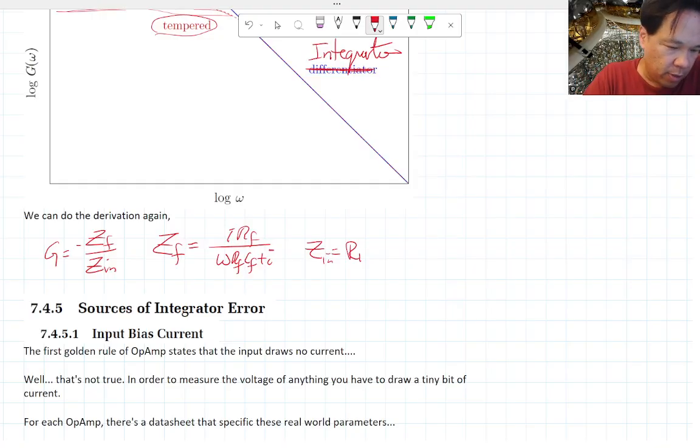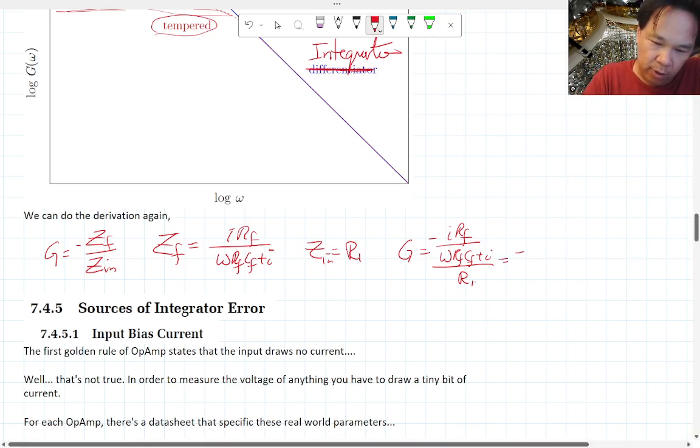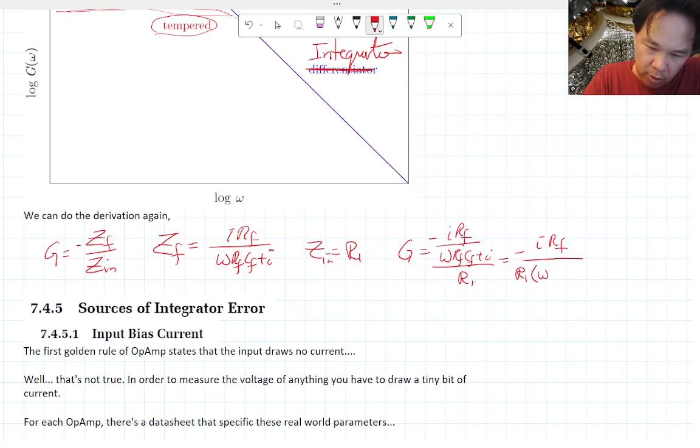Okay. So the gain here is going to be RF over omega RF CF plus an I, divided by R1. This is in the denominator, so actually it goes back to 1. It goes to the denominator. So just combine these fractions together. R1 times all this stuff.